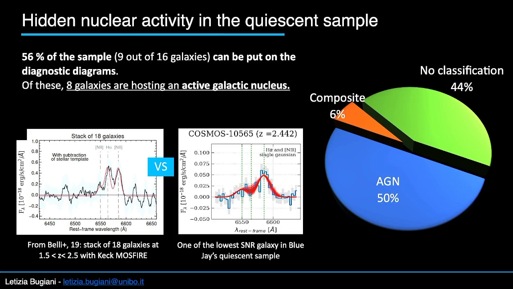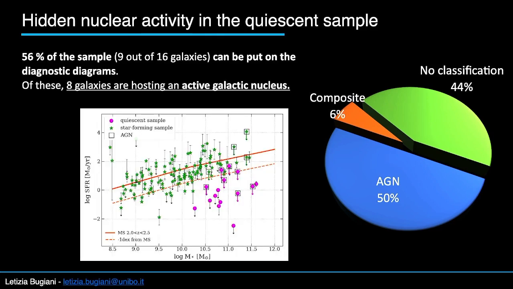These AGN are not seen in any other bands. They are not detected in X-ray, and we only find one radio detection. But if we take the optical selection as true, we find that actually there are 50% of hidden AGN in this population of galaxies. And this is really, I think, due to the quality of the JWST data. For example, we have this study from 2019 that uses a very similar sample of quiescent galaxies at redshift 2 with Keck MOSFIRE data, and you can see the comparison between the stack of 18 galaxies and just one of the lowest signal-to-noise ratio in my sample. So you actually really need JWST to see these things.